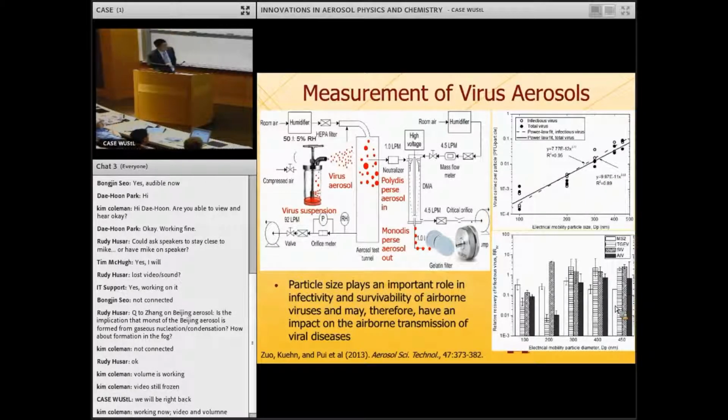Now what we find is that the larger carrier particles will carry more virus particles. This curve demonstrates that. And also, the larger the carrier particles, the longer the virus is capable of surviving. So these are the smaller carrier particles. They don't survive so well. But for the larger carrier particles, the virus can survive for a longer time.